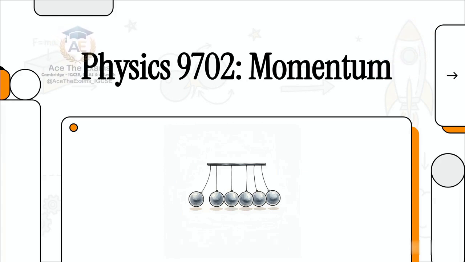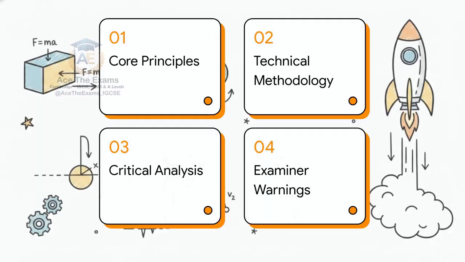If you could see their papers, they are just covered in red pen marks. They are leaking marks left and right. In this explainer, we are going to completely transform those red marks into green check marks by decoding the exact strategies you need. Okay, let's dive right into our roadmap for today. We'll start with the core principles, move smoothly into technical methodology, tackle an interactive workshop on mastering critical analysis, and finish up with the top 3 examiner warnings.